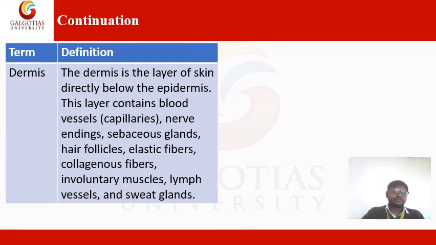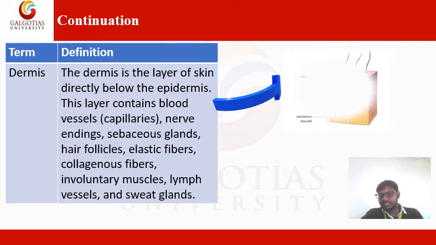Now the term dermis. The dermis is the layer of the skin directly below the epidermis. The layer contains blood vessels and capillaries, nerve endings, subcutaneous and sebaceous glands, hair follicles, elastic fibers, collagen fibers, integumentary involuntary muscles, lymph vessels and sweat glands. Mostly, almost all of the nerves and blood vessels are present only in the dermis layer, and functioning sweat glands will also be present in the dermis layer only.